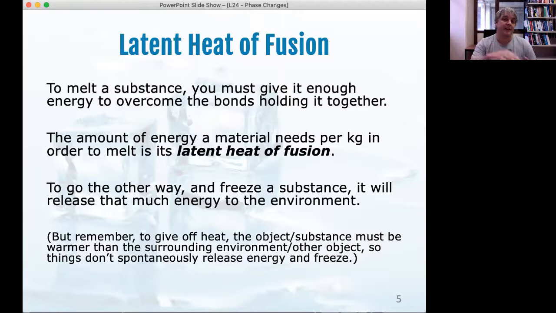To go the other way and freeze a substance, we said you need to give it energy to break all those bonds, and 1 kilogram will need some amount of energy to turn completely from a solid to a liquid. To go the other way, if you take that kilogram of liquid and turn it back into a solid, it'll give off that exact same amount of energy. It's perfectly symmetrical. There's no energy gained or lost overall. We've still got conservation of energy as a whole process. So the amount you put into the substance is the exact amount it will give off when it freezes again.